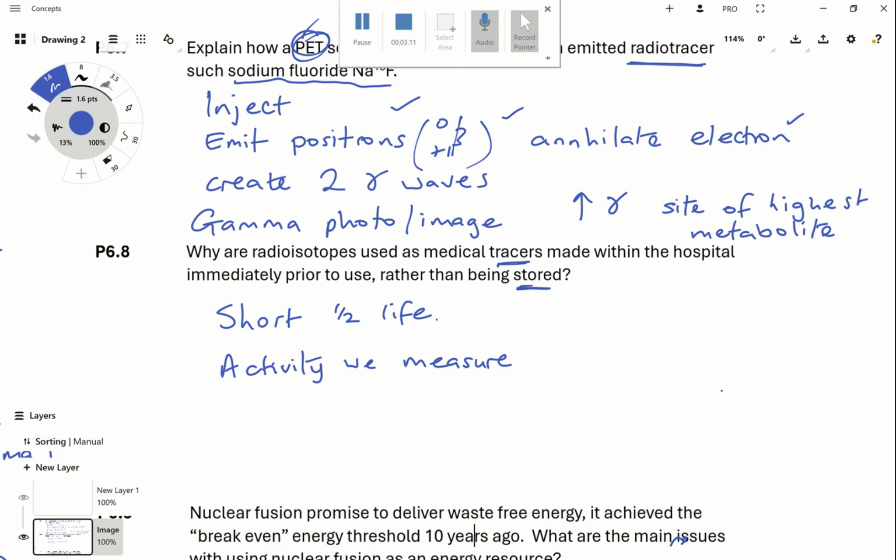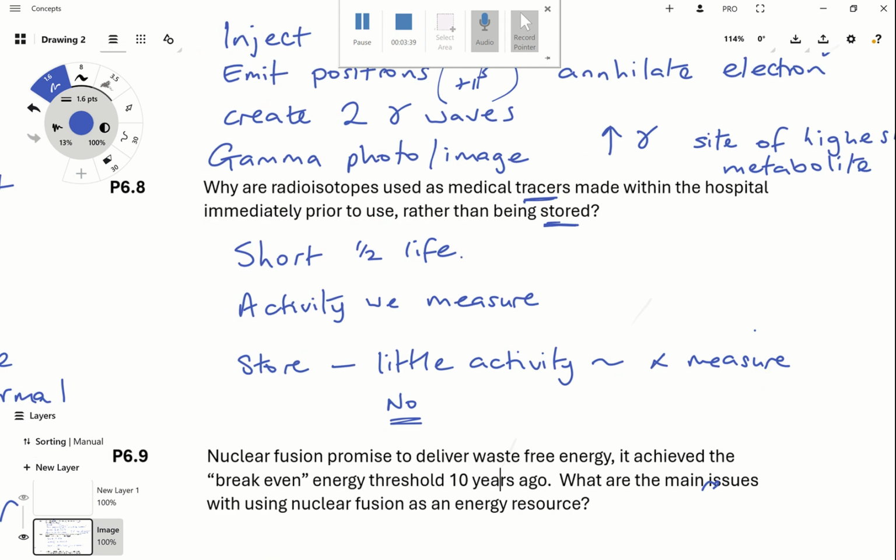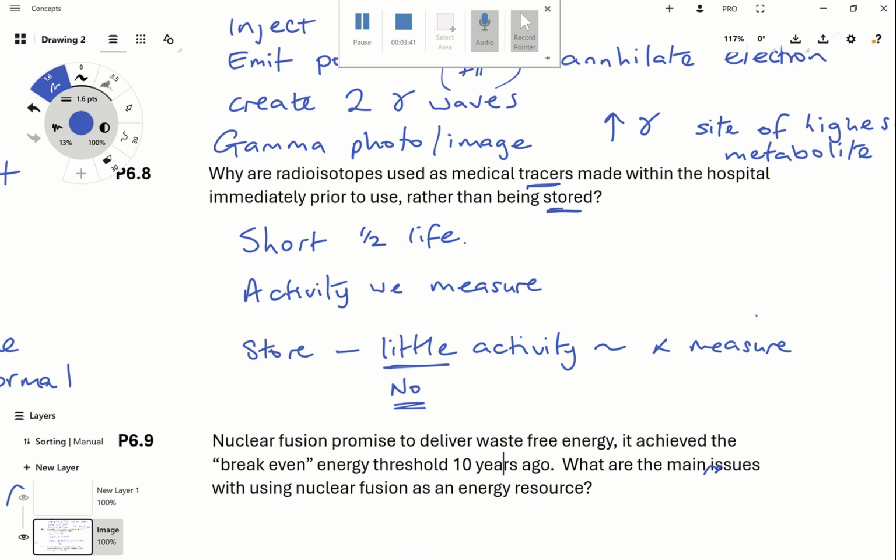And the next part is, if we store them, there will be little activity, and then it's absolutely pointless. We can't use it to measure. So there's the important thing: they've got short half-lives, we need to have an activity we can measure, and if we stored it, by the time we come to use it, it'll have little activity. Try in physics or any science not to use the word 'no', as in there will be no activity. Well, there'll be some. So the idea is there'll be just too little activity.